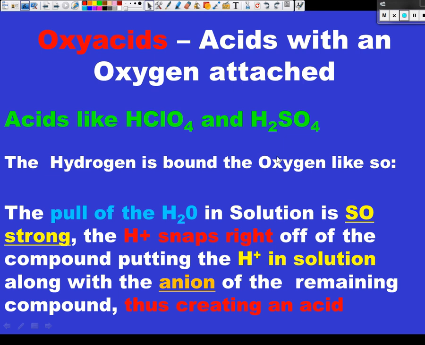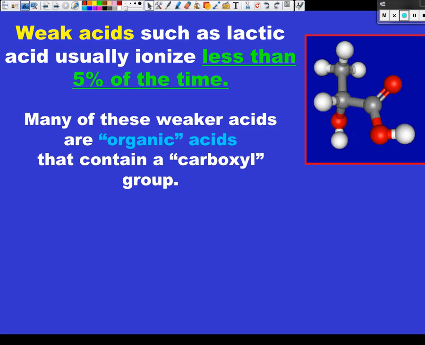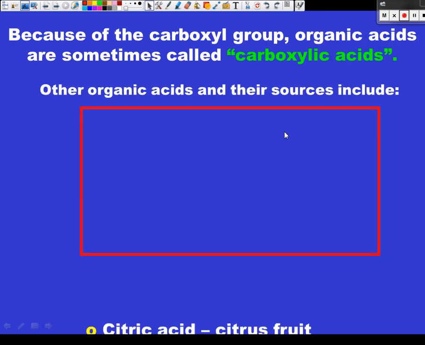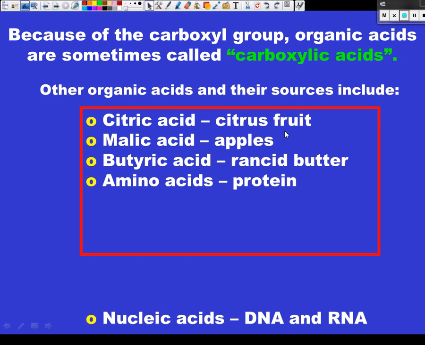We talked about oxyacids. These are your polyatomic acids. That hydrogen is broken off by hydration forces. Then we talked about weak. Remember, they dissociate less than 5% of the time. And we talked about the carboxyl group. We talked about carboxylic acids, and these are some other sources of them.